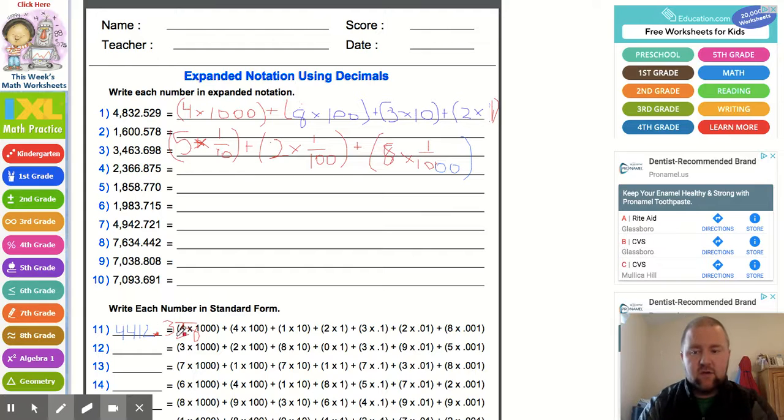So 4,412 and 328 thousandths. Sorry, down here doesn't look that neat, but we're running out of space, and I did the best I could.